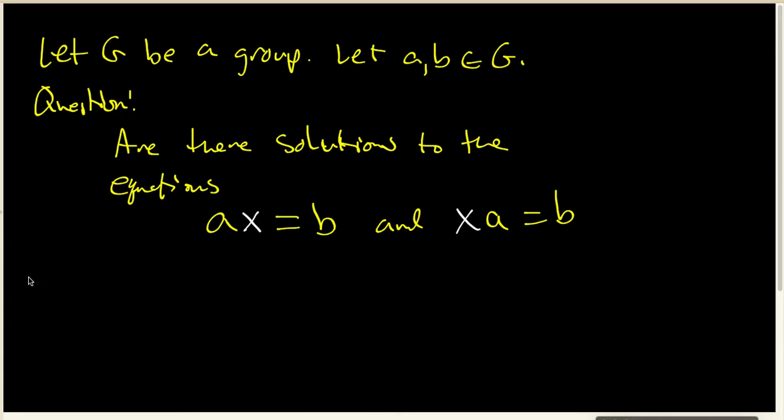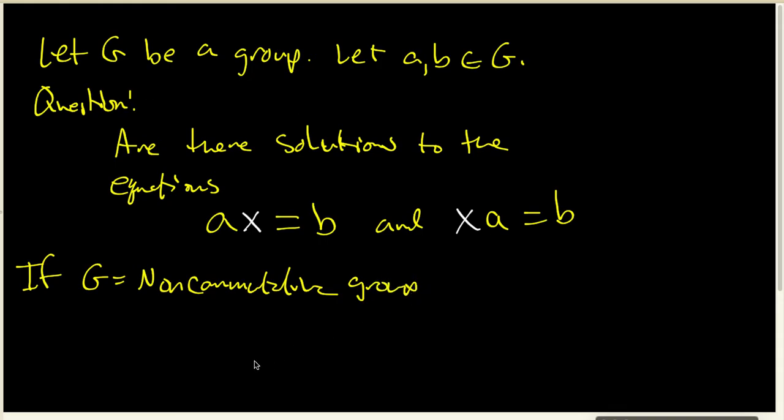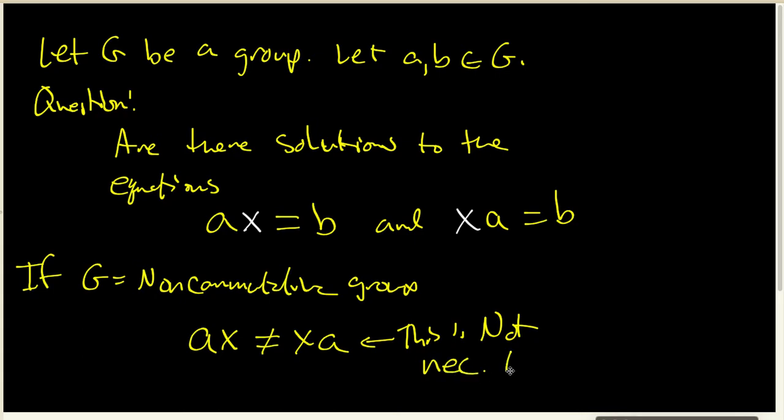Now it's important to realize that if G is a non-commutative group, then the expressions AX and XA may not be exactly the same for some values of x. So we don't want to think about these two equations as being the same equation. They are two separate equations. In a non-commutative group, this is not necessarily true.